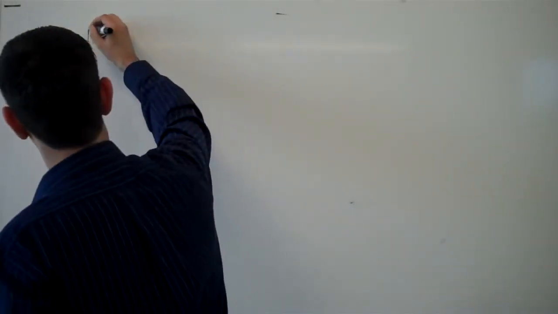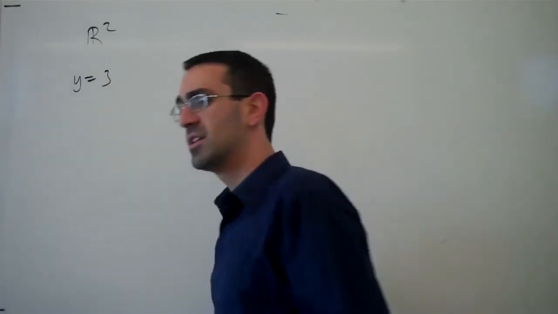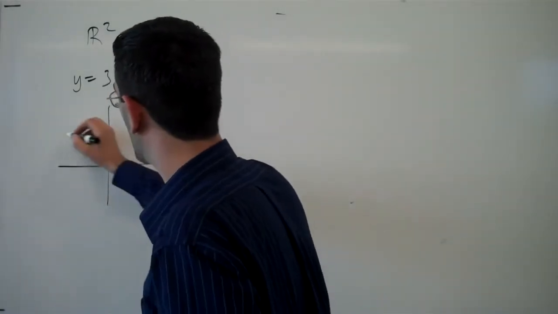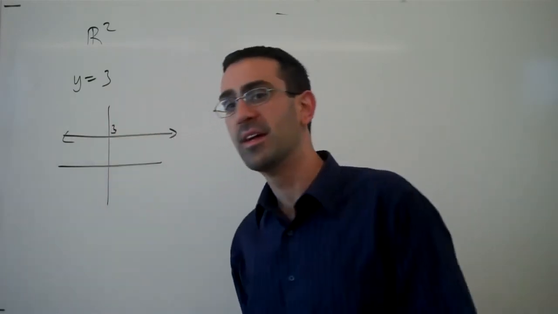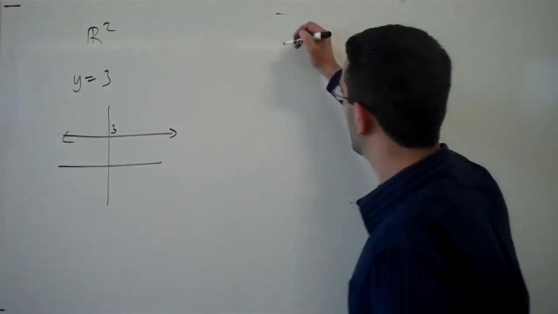Now, in R2, in two-dimensional space, if I have an equation like y equals 3, what does that equation describe? That equation describes all the points that are at a y value of 3. It defines a line in two-dimensional space.